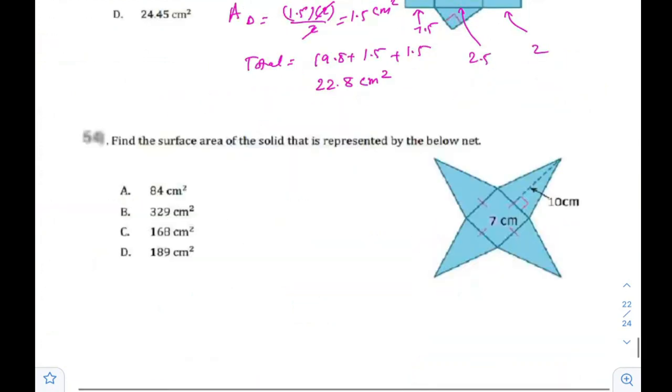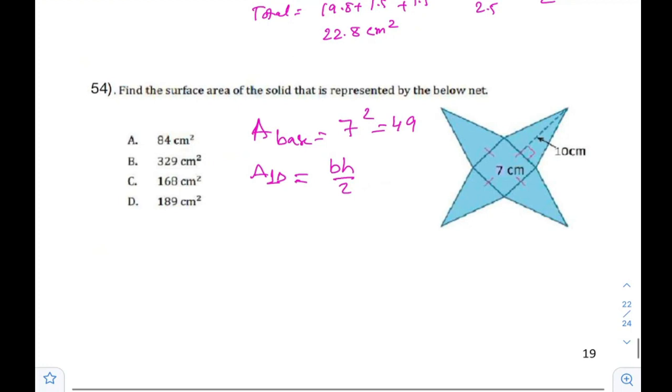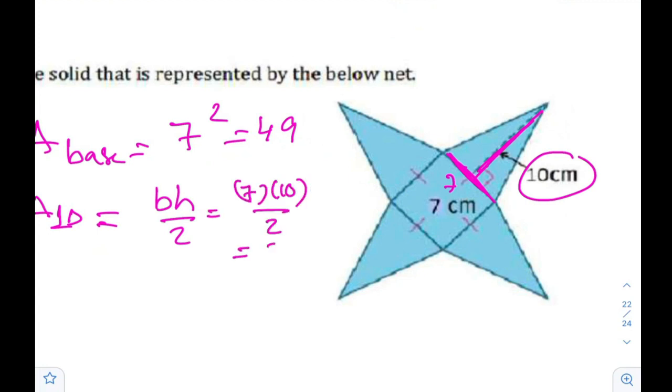Going to another net, which is this one. If you fold it, this will be what? A pyramid, as you see. Now, if you want to find the surface area, we can do the same thing here. Area of the base, which is the square, 7 square, which is 49. Area of one triangle, base times height over 2, like the question that we have done here. Now, this is the base, which is 7. This is the height, which is mentioned to be 10.